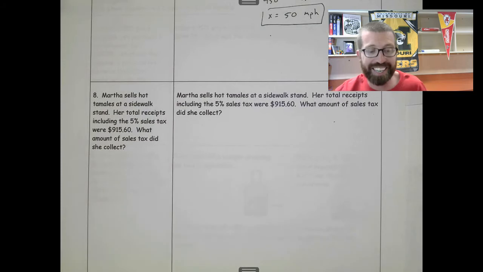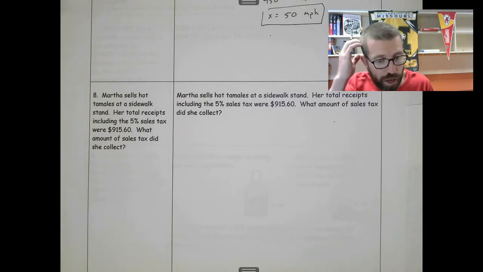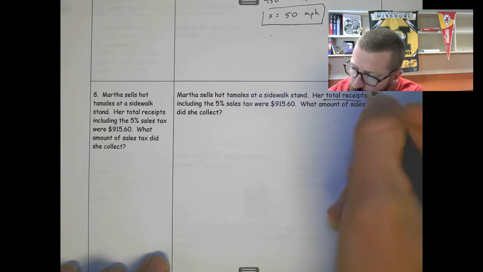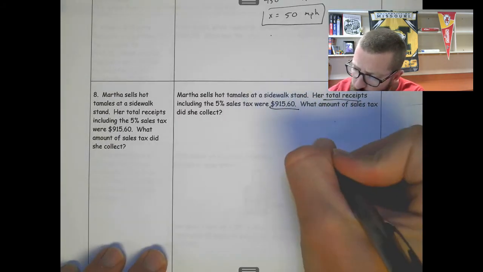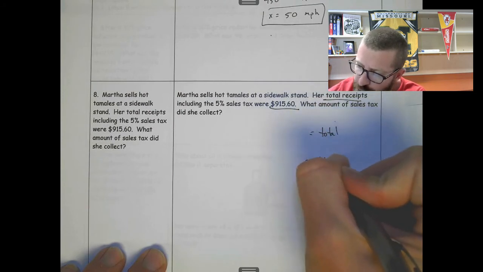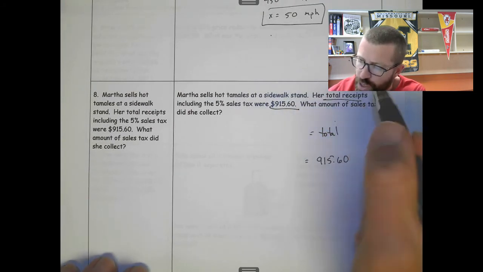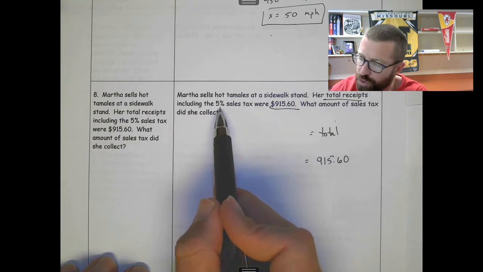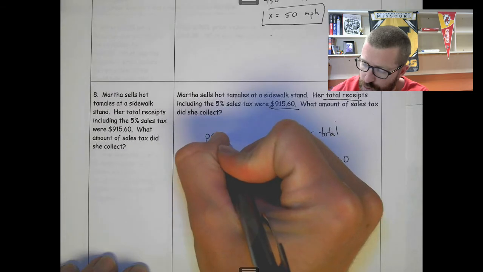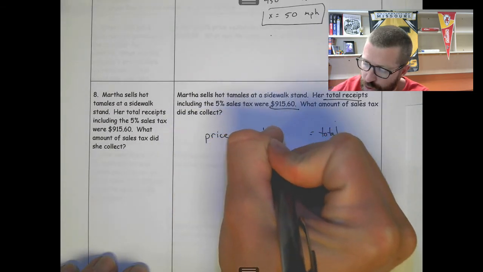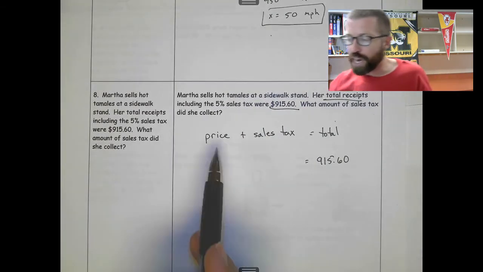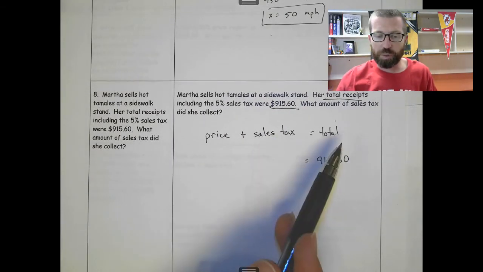Okay, we'll switch it up a little bit again with this word problem and talk about some percentage. Still, the key here is always look at total. So the total is $915.60, and it includes 5% sales tax. So the amount that you pay for something when you buy something with sales tax is the price of the item plus the sales tax, and that's the total you pay.